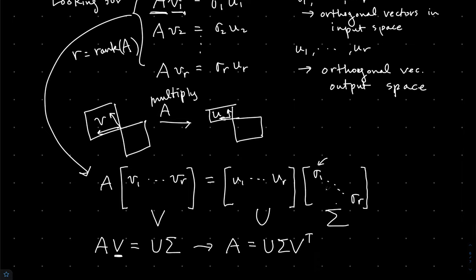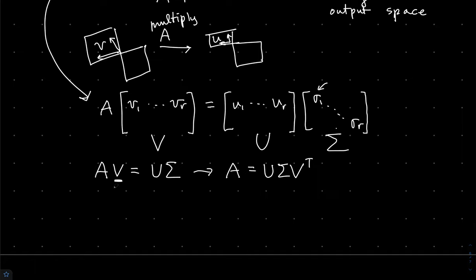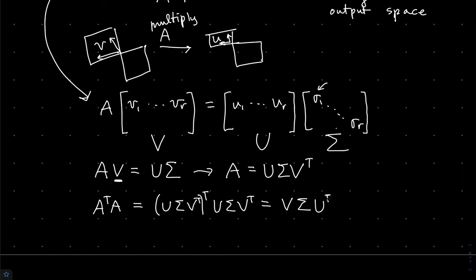Now, I mentioned that we are going to use the eigendecomposition for A transpose A. So if we write A transpose A, we get U sigma V transpose transposed, times U sigma V transpose. And then this becomes V sigma transpose, but sigma is a diagonal matrix, so its transpose is the same. Then we get U transpose U, then sigma, V transpose. And then this becomes V sigma squared V transpose, because U transpose U is orthogonal, and so it becomes the identity matrix.